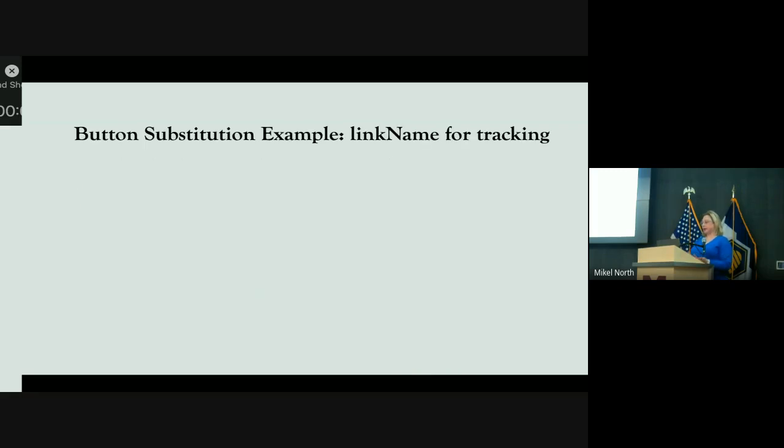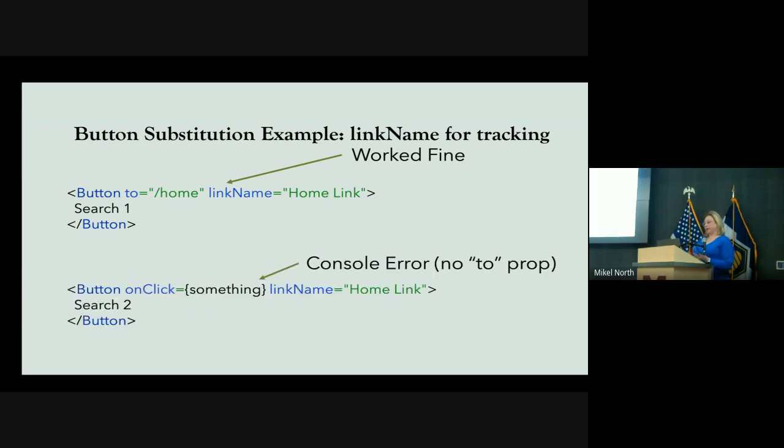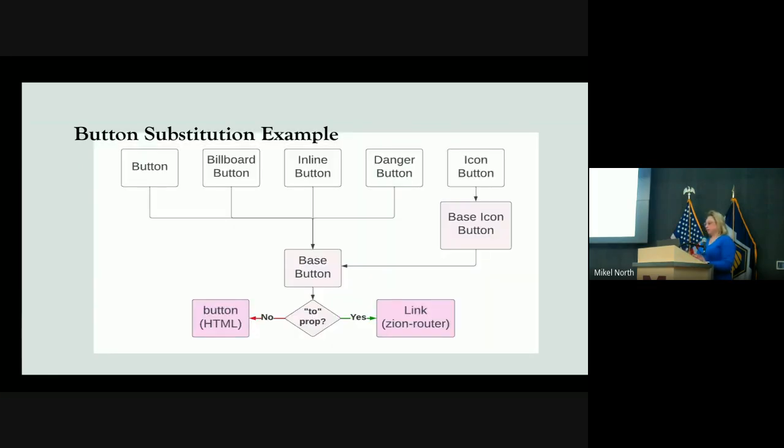So this is an example of button substitution, linkName for tracking. We have this design system where we have lots of buttons, and we added this thing called linkName to our links. So if we had a button that became a link, then if you added linkName, it would just do Adobe Analytics tracking. But then if you added it to something that was an onClick, you got a console error and it didn't do anything. And so this was where you couldn't really substitute. So this isn't how our button system has worked with all of our inheritance and everything. And can everything be substituted for a base button?